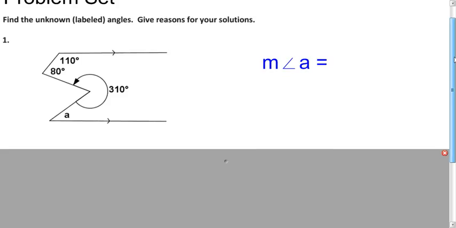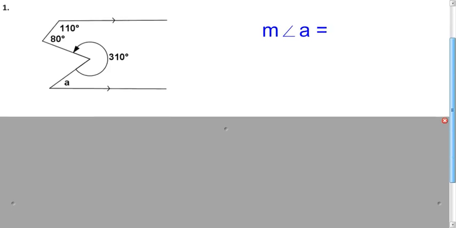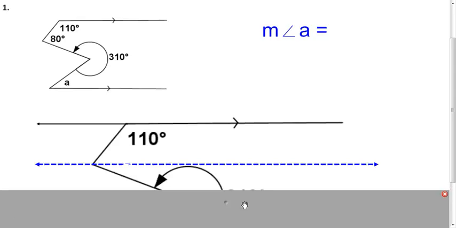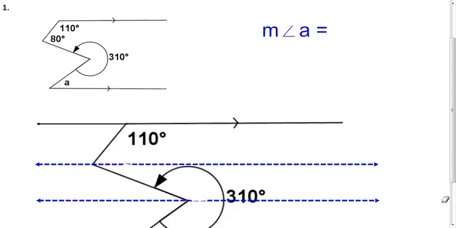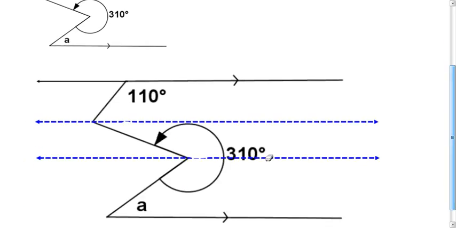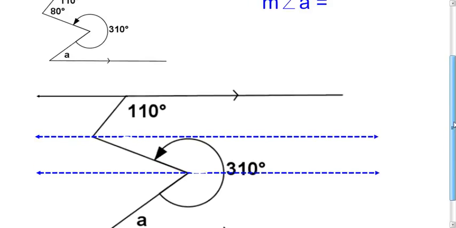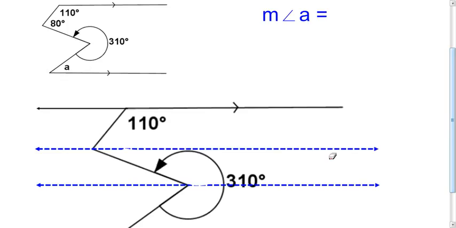So here, I drew a few auxiliary lines because you only know that this top one and the bottom one are parallel. And so I drew one there. So I drew two auxiliary lines. And I used the properties of same side interior angles to solve this. And so if this is 110 degrees, this one must be 70, because they're supplementary.